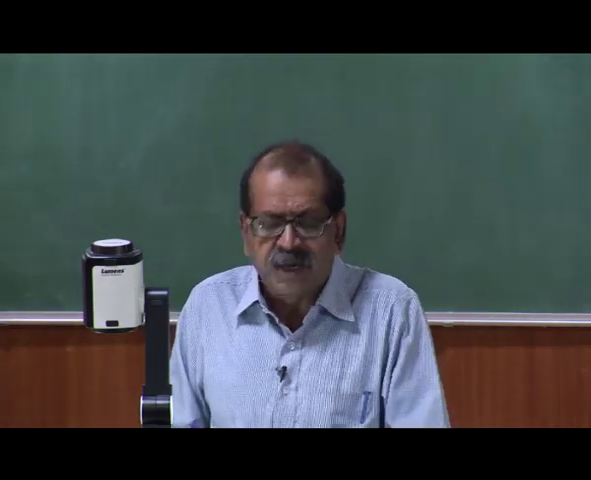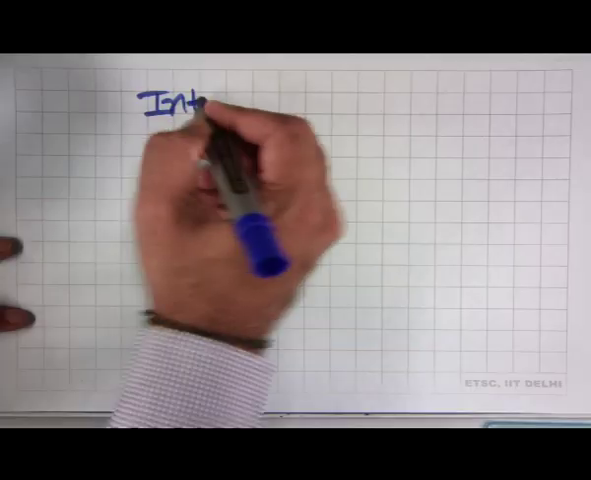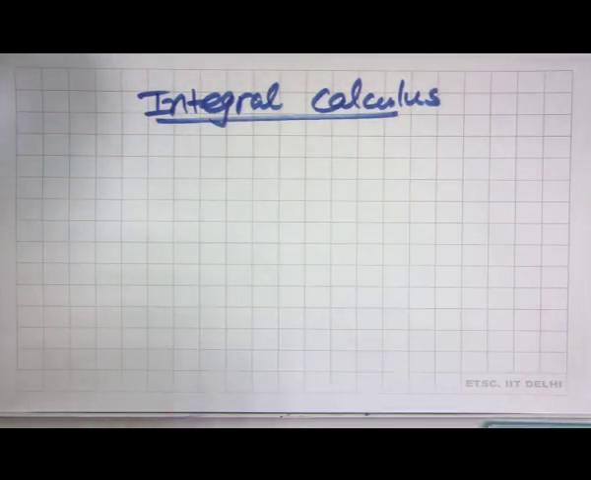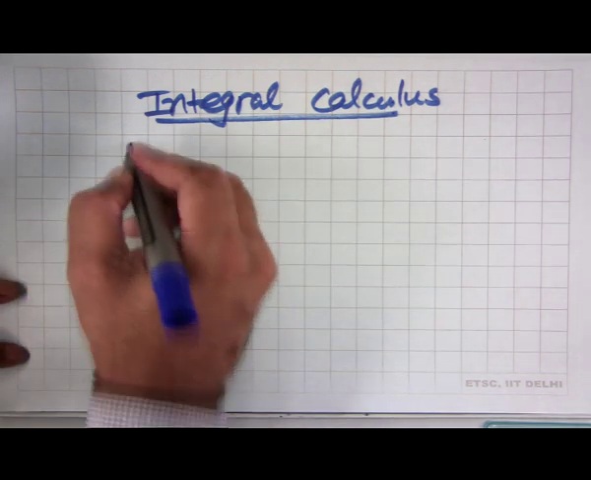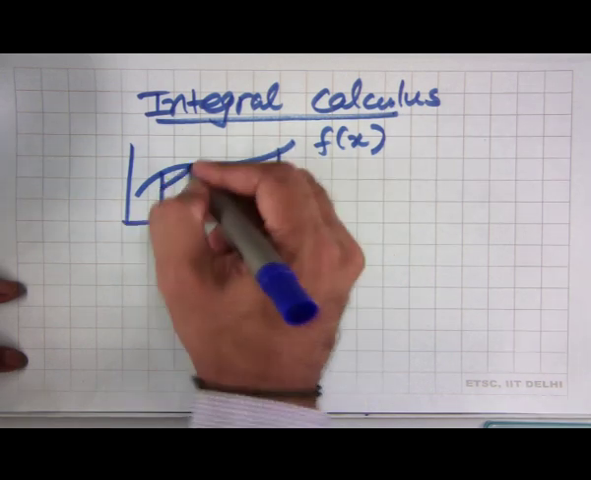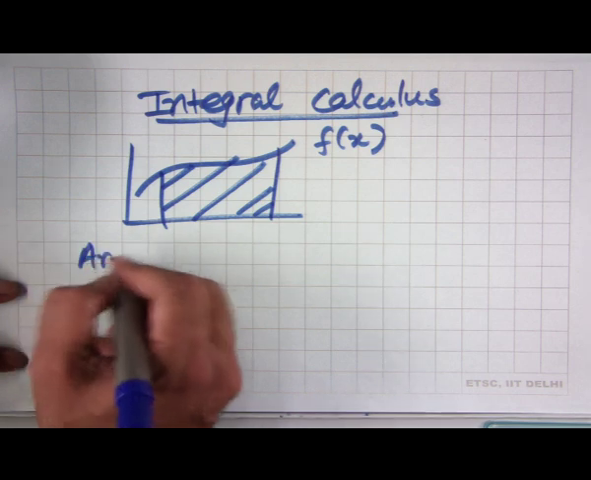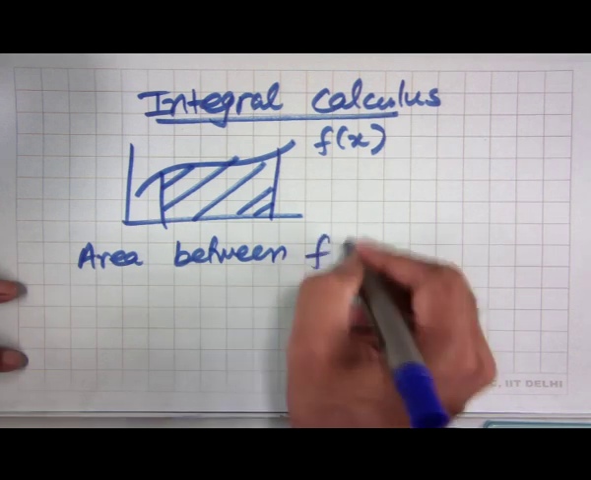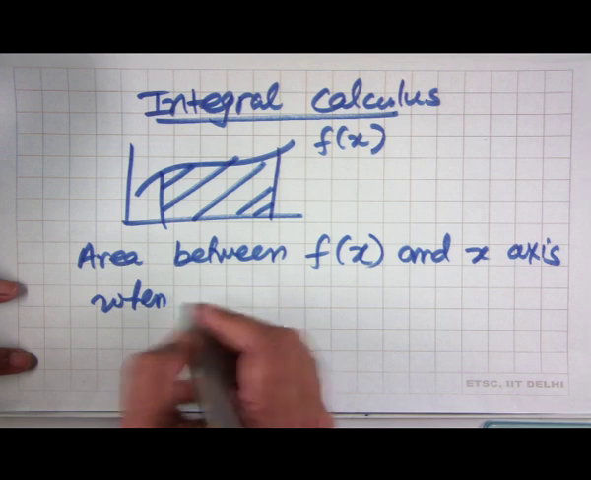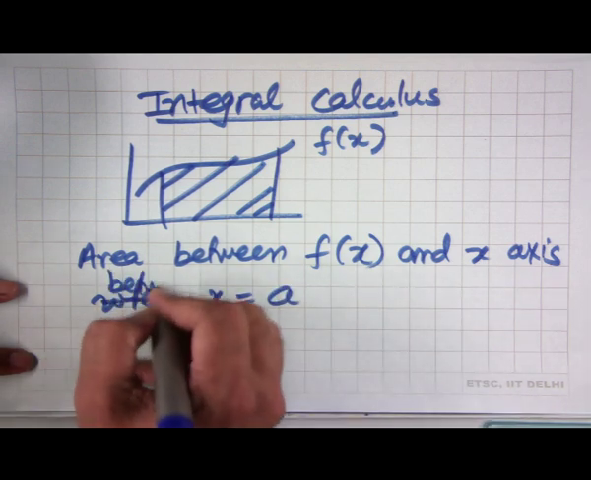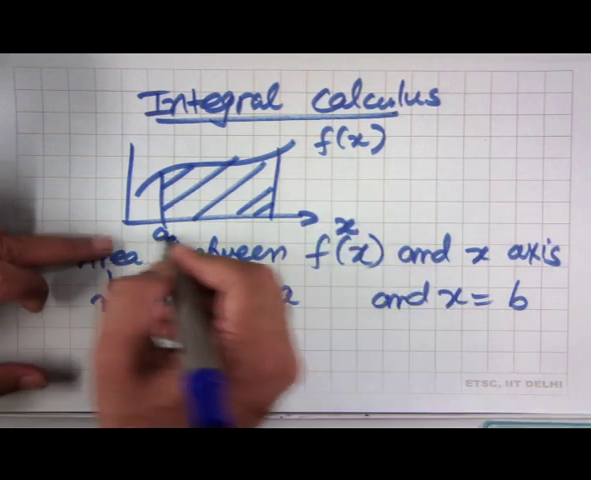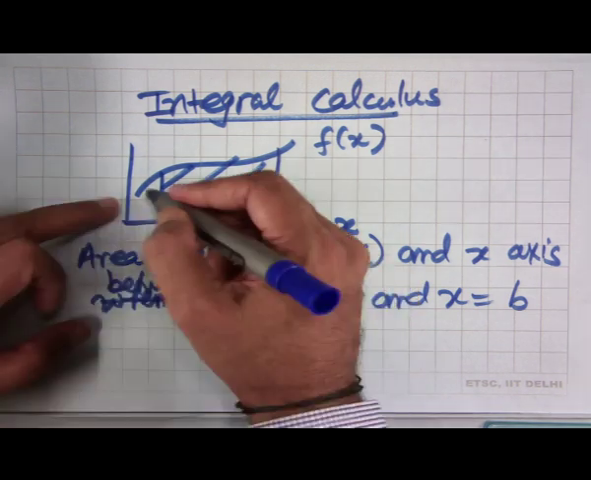There will be more maths we will be needing, but those we will see as and when we need. The other thing we need slightly is some elements of what we call integral calculus. Here, if we have a function f of x, what we want to find is the area between f of x and the x axis, between x is equal to a and x is equal to b. That means this is the x axis, x is equal to a, at the other point x is equal to b, and there is a function f x.